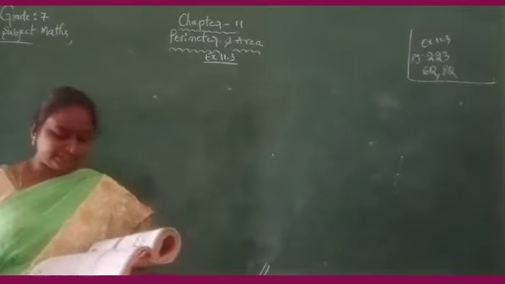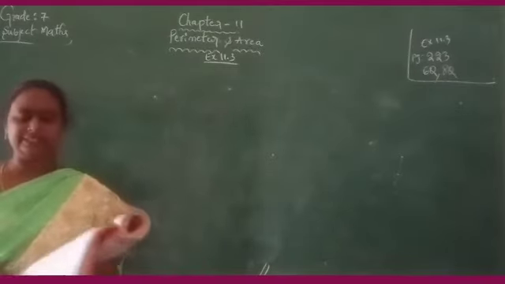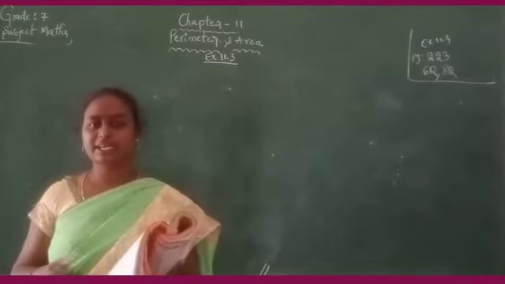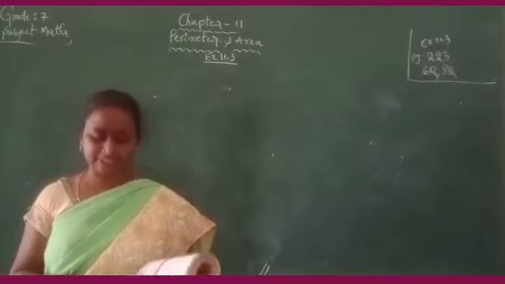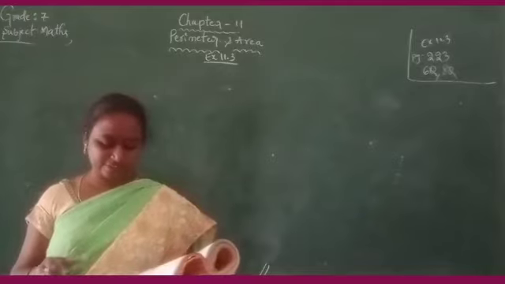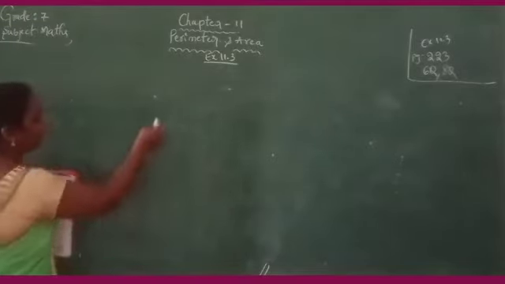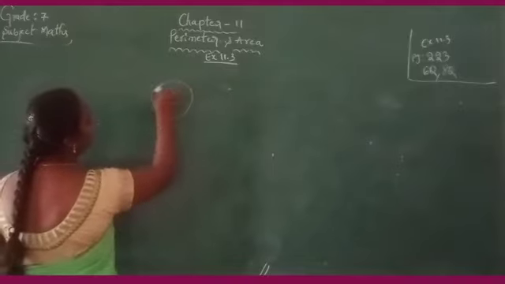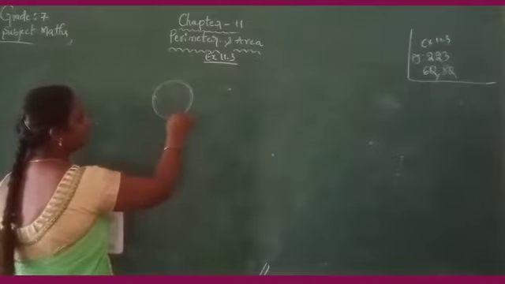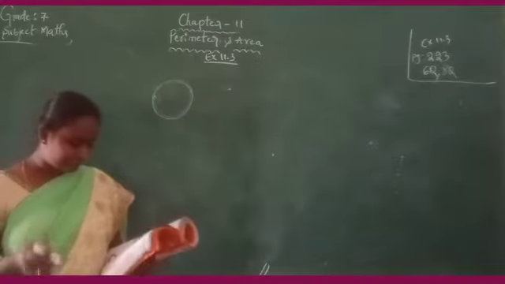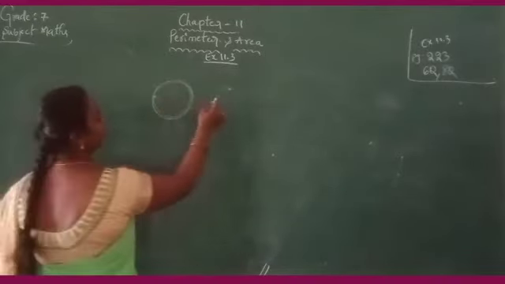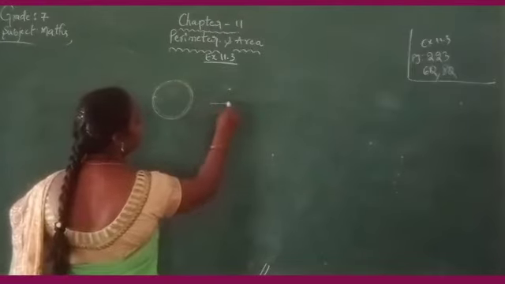Here listen. Sajali took a wire. The length of the wire is 44 centimeters. That wire she first bent in the shape of a circle. After that, she converted the same length again into the shape of a square.